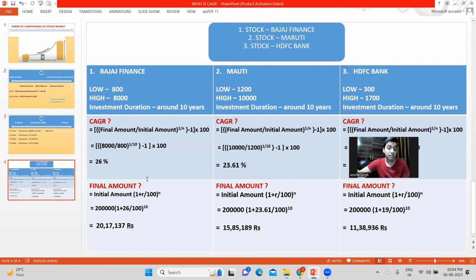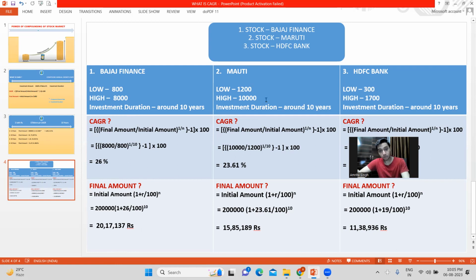And the final amount, for example, if you have invested 2 lakh rupees in Bajaj Finance for 10 years, and you are getting a CAGR of almost 26%, the final amount that you're going to get after 10 years is almost 20 lakhs. So if you have just invested 2 lakh rupees for 10 years and got a CAGR of 26%, you are getting 20 lakh rupees. This is so much bigger as compared to your initial amount.